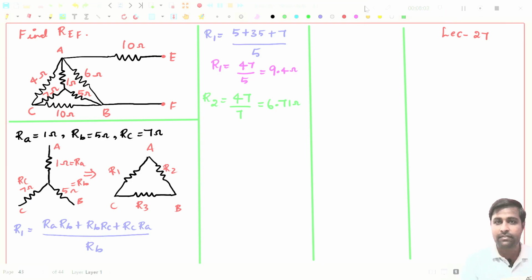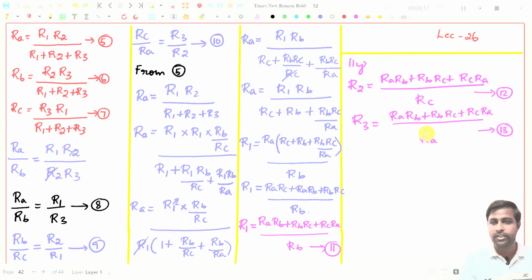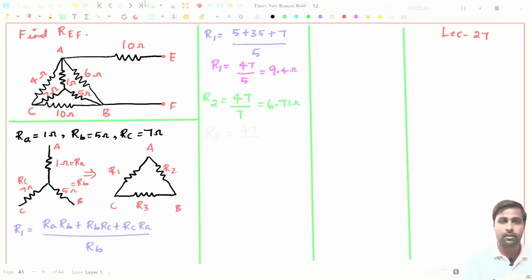Then we will go for R3. R3 will be equal to, the numerator will be the same, 47. There is no change in the numerator. But what is the denominator? The denominator is RA, right? So RA will be the denominator. What is RA here? RA is 1 ohm, right? So if you put 1 ohm here, then you will get 47 ohms.